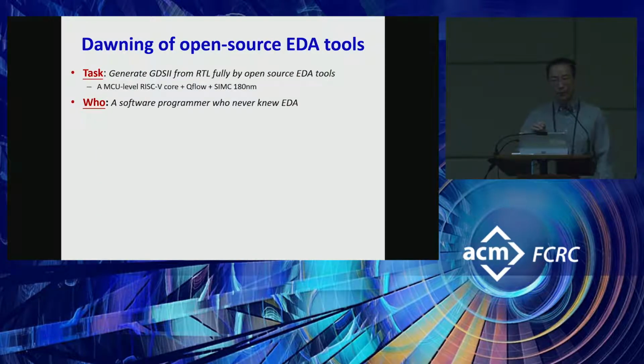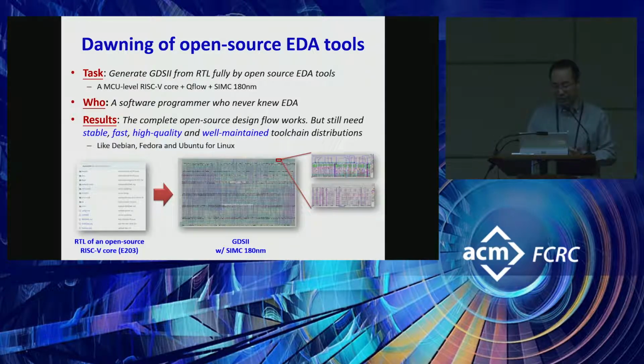So, and we also performed another task about the open source EDA tool. This time I asked a software programmer, who never knew EDA and chip design, to use the open source EDA tool to generate GDS2 from RTL. So here is the result. We took the RTL code from GitHub and then used Qflow to generate the GDS2 with the SMIC 180 nanometer technology.